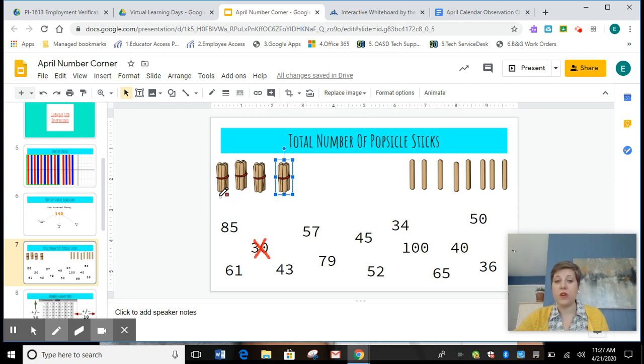Right away from the start, we had more than 30 popsicle sticks because we had 3 groups of 10, but then we had a ton of single sticks. 100 is going to be way too big. 100 is 10 groups of 10, and I can easily tell we're not going to be able to get there. Can you shout out some more numbers that you think are either too big or too small?